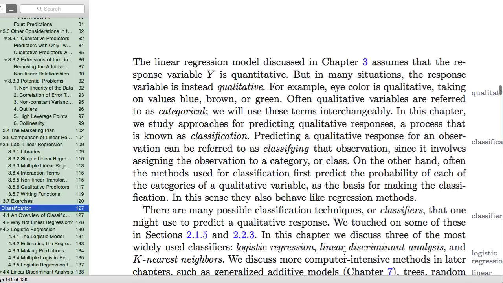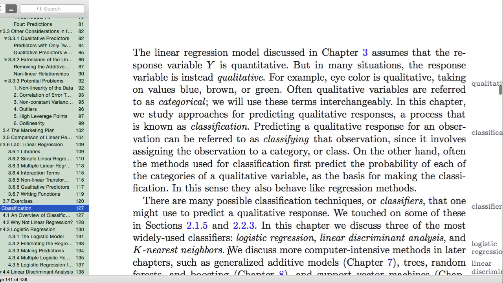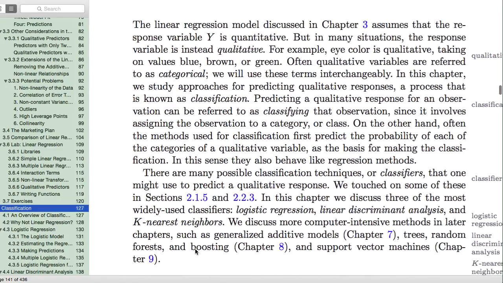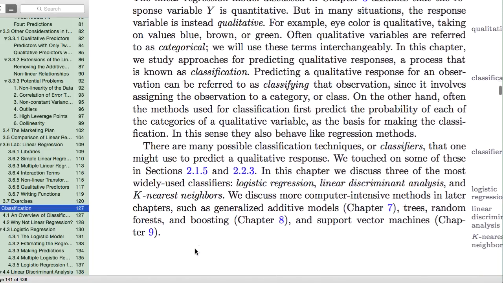It mentions that we're going to talk about 3 classifiers. Well, actually, this is a misprint, I think. We're going to talk about logistic regression, linear discriminant analysis, and quadratic discriminant analysis, and then we'll compare them. We already did k-nearest neighbors, as I just said, and then we'll compare them. There are other methods that we'll look at in later chapters.